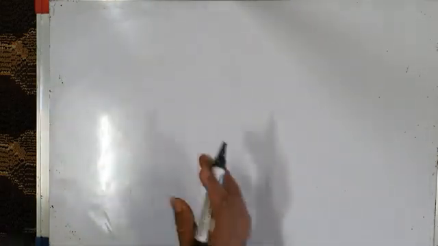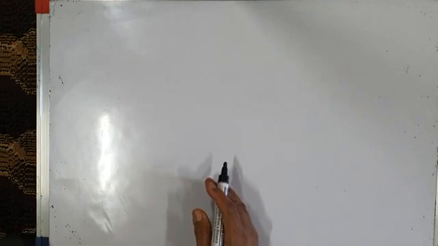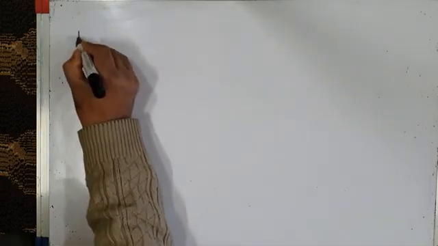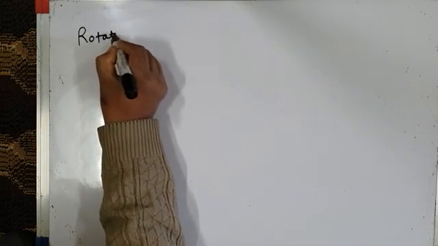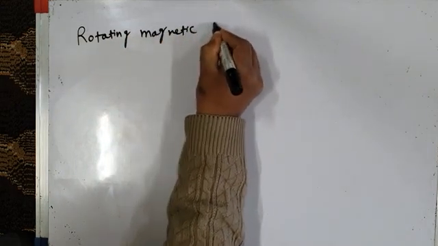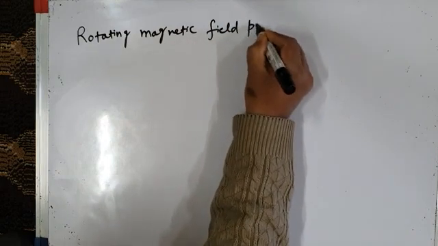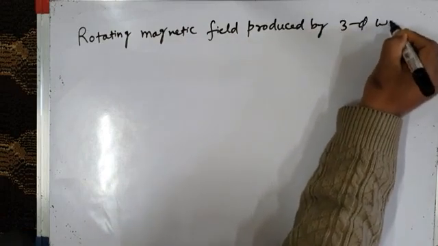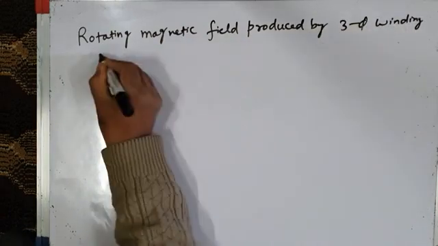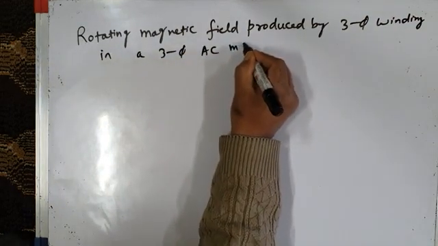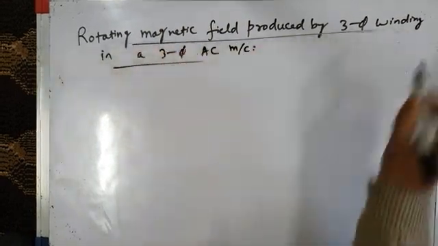Now let us quickly go to a three-phase induction motor. What type of magnetic field does a three-phase induction motor produce? It does not produce a pulsating magnetic field. It produces a revolving or rotating magnetic field. So I will write here: rotating magnetic field produced by three-phase winding in a three-phase AC machine. When I say three-phase AC machine, it exclusively means three-phase induction machine, three-phase induction motor.